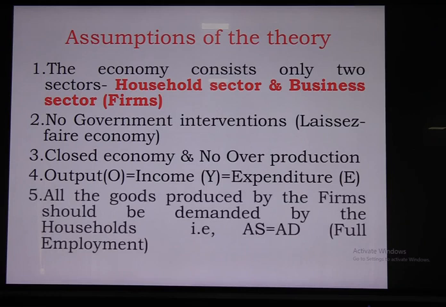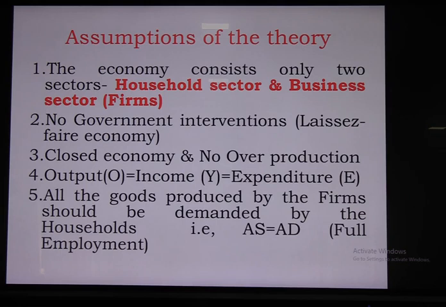All the goods produced by the firm should be demanded by the household. There is no overproduction. The firm produces 100 units of bar soap, and the 100 units of bar soap should be demanded by the household. So we can conclude that aggregate supply is equal to aggregate demand. It is full employment, which means India can attain full employment.